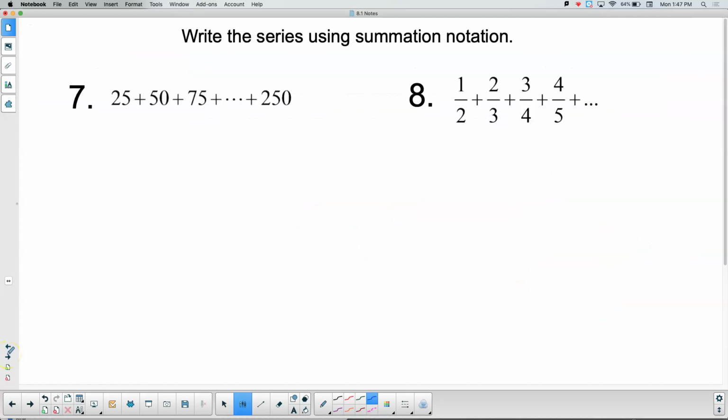Let's try some. Okay. So we know we're going to have sigma. First, we need to pick a variable. What you got? B. Okay. What do you got? B equals 25. Okay. Before we do that, let's figure out what our pattern is first. Adding by 25.